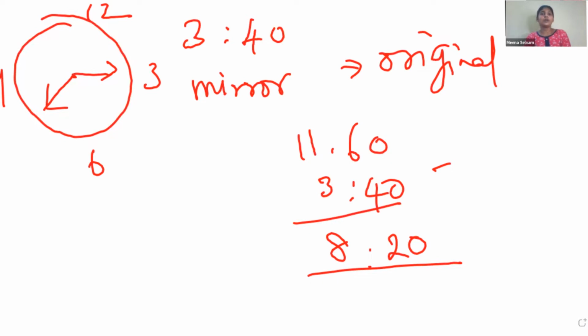Be it mirror image to original time, or the original time to the mirror time, you need to subtract only from 11:60. This is very simple. You just remember this first type of question. Let's move to the next.